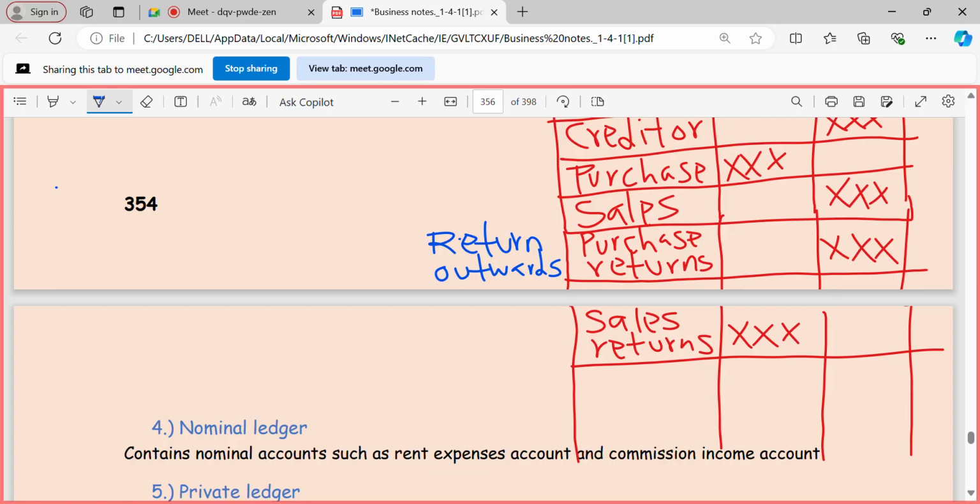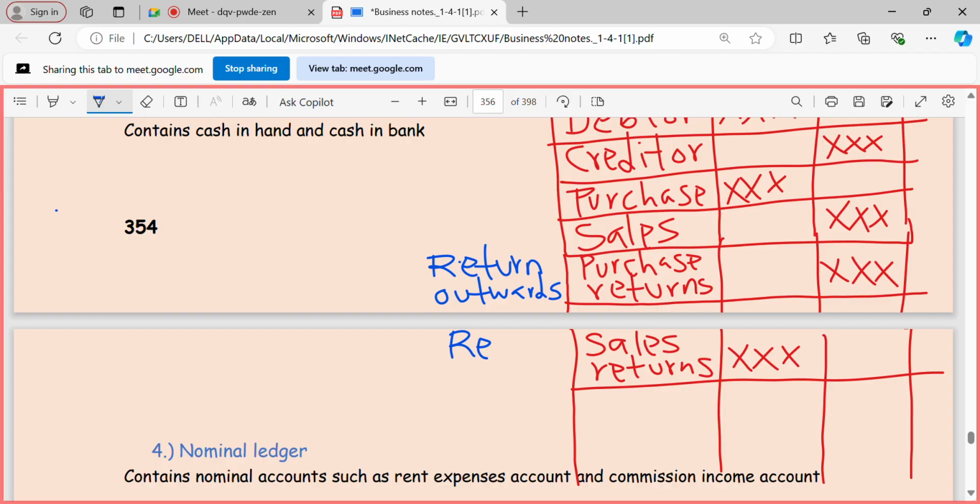Then another thing, sometimes instead of recording it as purchase returns, sometimes they can call it return outwards. So this one is the same as return outwards. Even if you have return outwards, it is the same as that. Because what does this mean? Return outwards. Nimwambia accounting zote, you center it from the business point of view. So return outwards, what does that mean? You as a business, you are giving your assets away.